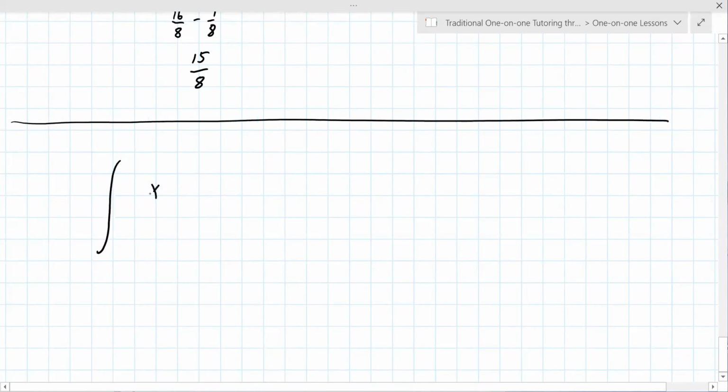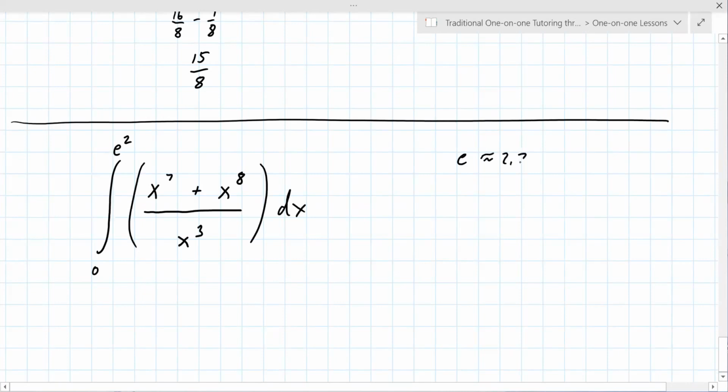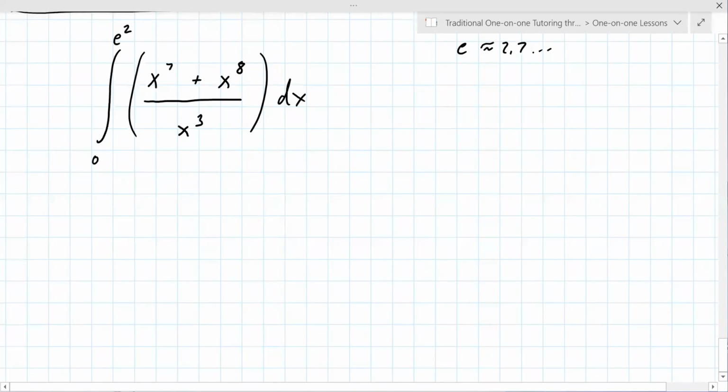the integral of x to the 7th plus x to the 8th over x cubed from 0 to e squared dx. And remember, e is just a number. E is 2.7 something. So it's not a variable. Okay. But this too has a rewrite step. Like you have to manipulate it before you can start.